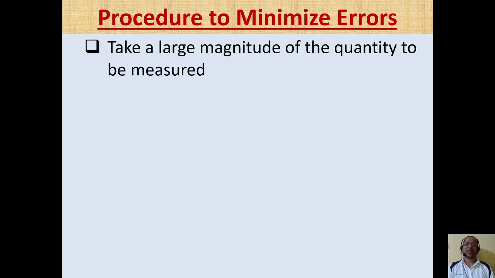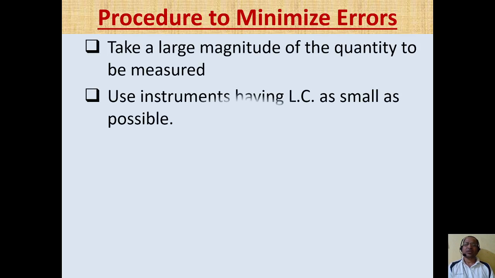So we have to minimize such errors. Remember that errors cannot be eliminated completely, but we have to minimize them. There is a certain procedure to minimize such errors. The first important one is to take a large magnitude of the quantity which is to be measured. Use instruments having least count as small as possible. We know that the instrument which gives the smallest least count is more accurate.